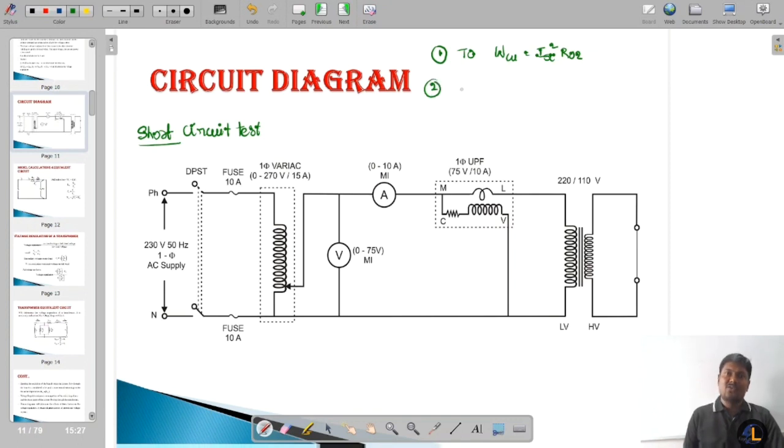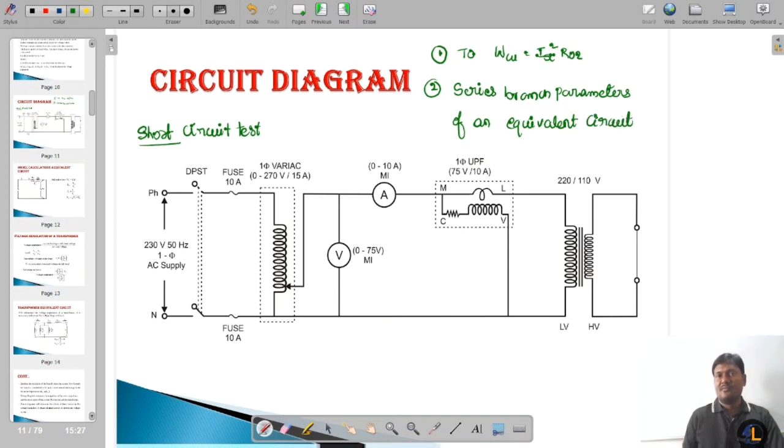And the second objective is to find out series branch parameters of an equivalent circuit. And the third one is we can calculate the percentage voltage regulation of a single phase transformer. Here this test is conducted at HV side and the LV side terminals are short circuited.